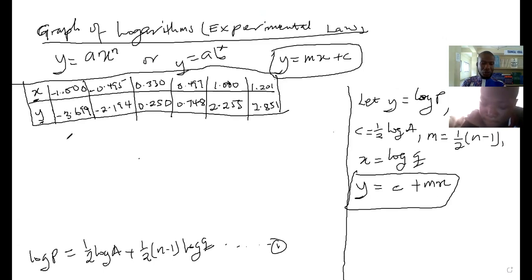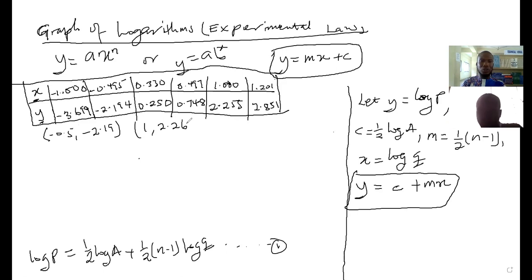So I said I was choosing -0.5 and -2.19, and then 1 and 2.26. Those are just literally this one and this one, to 2 decimal places.